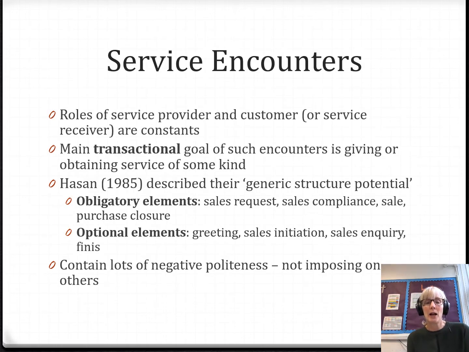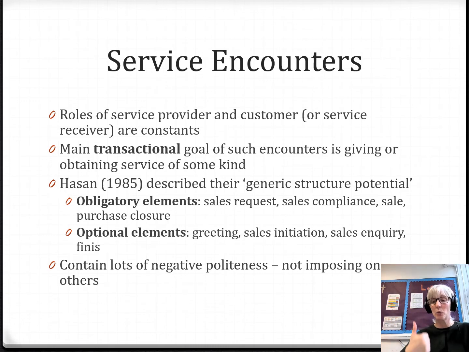So, in a service encounter, you always have your service provider and your service receiver, let's say, shop assistant, customer. And the main transactional goal is giving or obtaining service. So you might be trying to buy something, or you might be getting a service, i.e. a haircut or a nail polish. And these are some of the elements, some of them that are always in the transaction and others that can be, but not always.